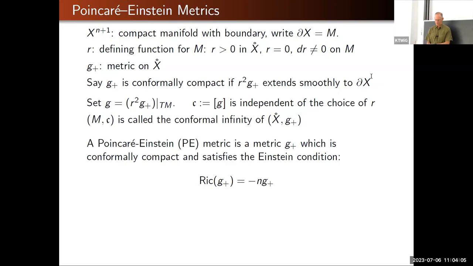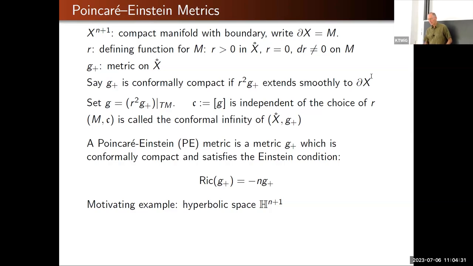Yes, the vacuum situation, that's right. The motivation is just pure geometry, that's what I'll be talking about here. n is an integer, usually two or more, at least two. It's the dimension of the boundary; the space X has dimension n plus one.